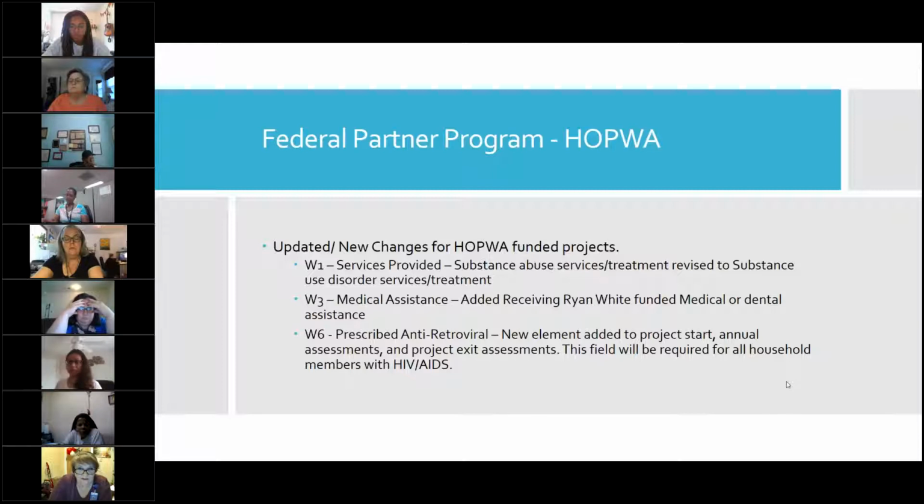Data element W6, prescribed antiretroviral, is a new element. This element is to be collected at project start, annual assessments, and project exit. This element will be required for all household members with HIV and AIDS. This is a yes or no response to whether antiretroviral medications have been prescribed.